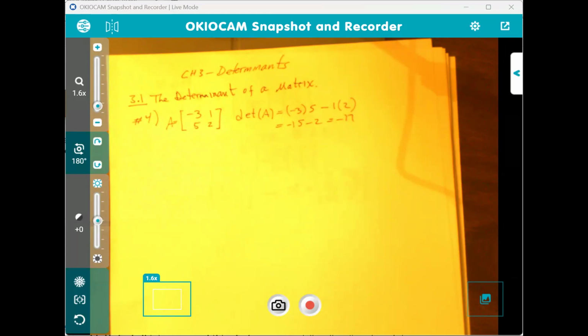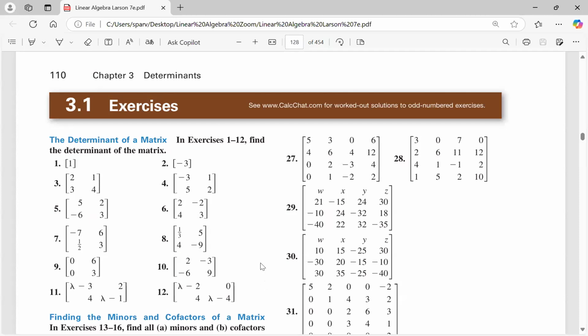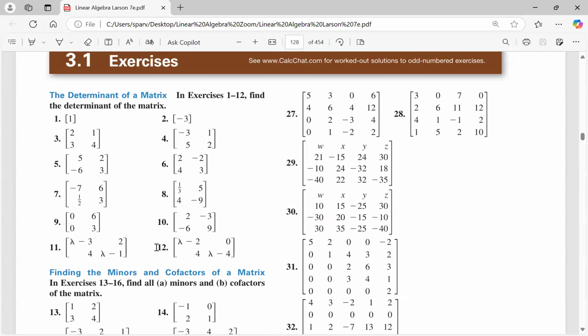So let me switch to the page of the book and maybe, how about number 12? Let's take a look at number 12. So I'm going to write number 12. And we can do, by the way, any one of these you want me to do, please call it out and we can do them. Looking at the ones that may be a little more exotic, like number 12. In number 12, we have the determinant of this funny looking symbol you see, by the way, this is Greek lambda. So we have this lambda minus 2, 0, 4, lambda minus 4. We want to find the determinant.